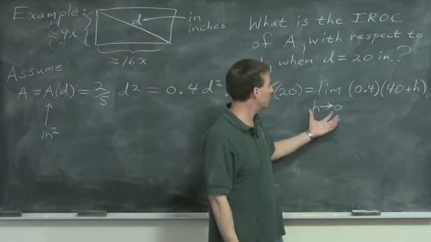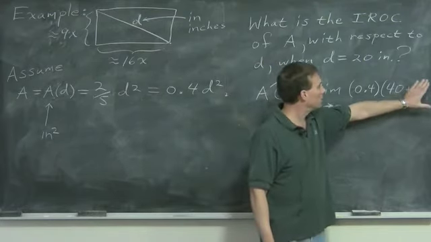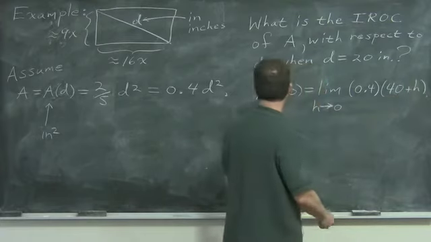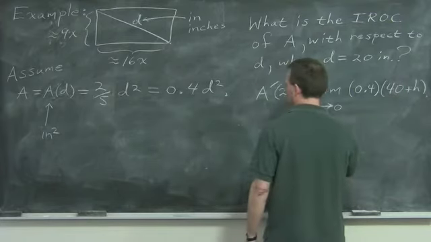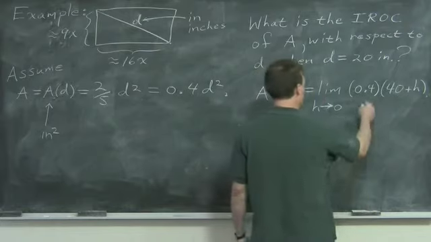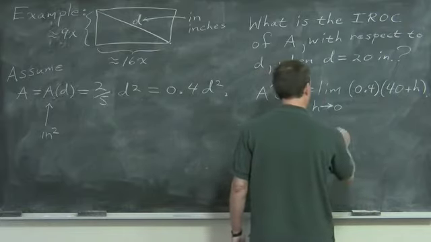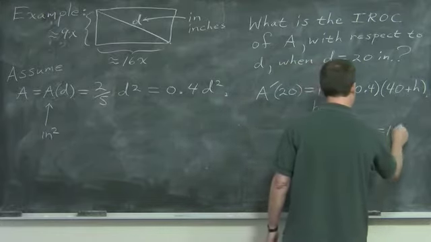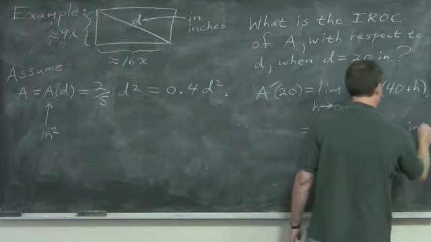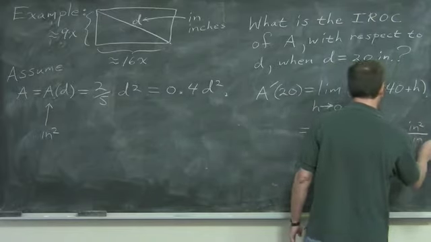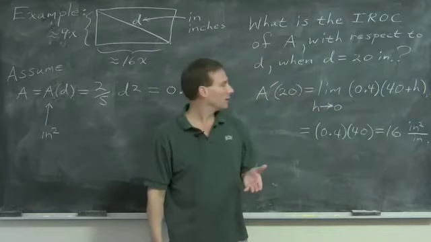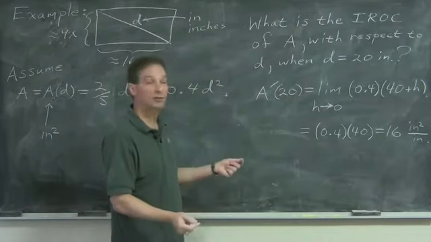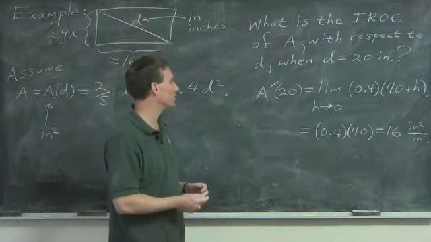Well, clearly if h is close to 0, 40 plus h is close to 40. And so this is 0.4 times 40, 16 square inches per inch. This is the instantaneous rate of change of the area of the television with respect to the diagonal length when the diagonal length is 20 inches.